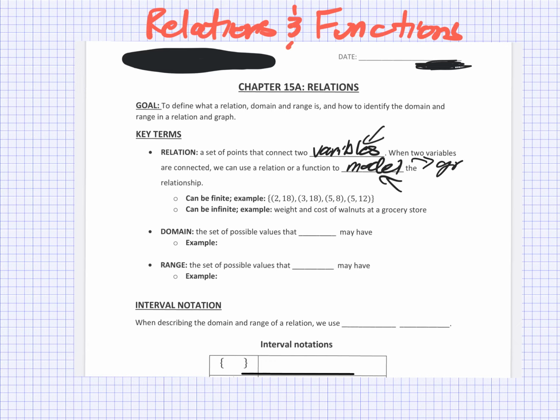We can technically graph it. We can show it algebraically. There are many different ways of showing that relationship. So to model the relationship or to graph the relationship, I'm not sure specifically what they're looking for, but those words would work in that sentence, okay?